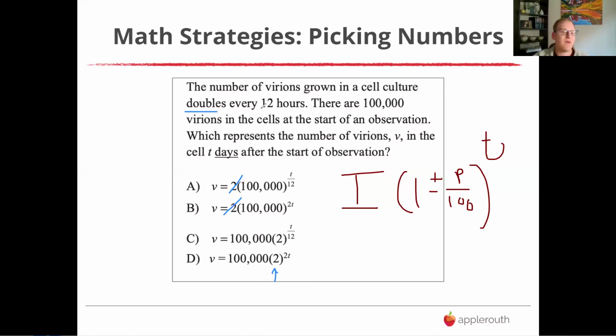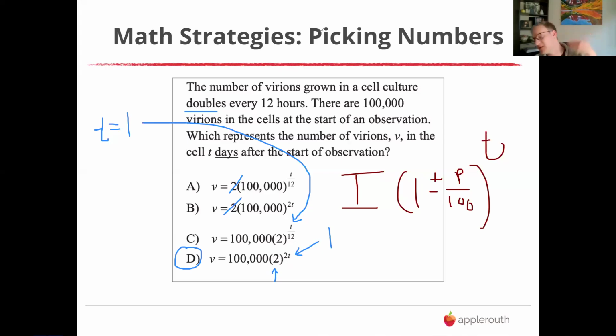And then it doubles every 12 hours, which means in one day it should happen twice. So that's when I would plug in t as 1 to these two answers. This doesn't cut it because that says it would take 12 days for this to double, whereas this says in one day it doubles twice. So this is your answer. And again, this 2t means it happens twice per day, so twice per 24 hours, whereas t over 12 means it takes 12 days for it to happen once.